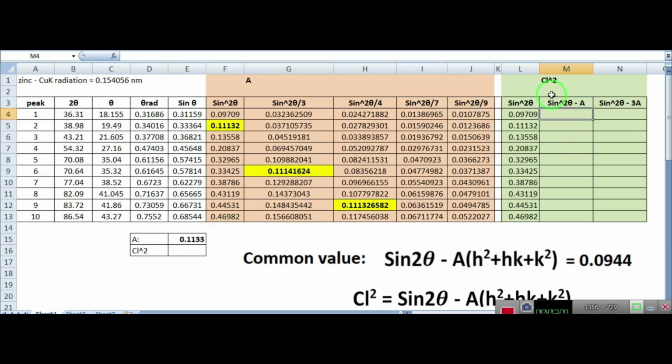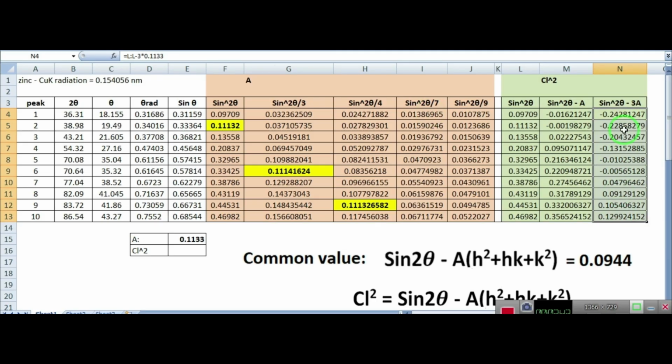Similarly, to find the C square value, here you can see sin square theta minus A. So this is sin square theta minus the A value, 0.1133. This is the second column. Similarly, I am going to fill the third column, which is sin square theta minus 3A, so 3 into the A value, 0.1133. So these are the three columns.